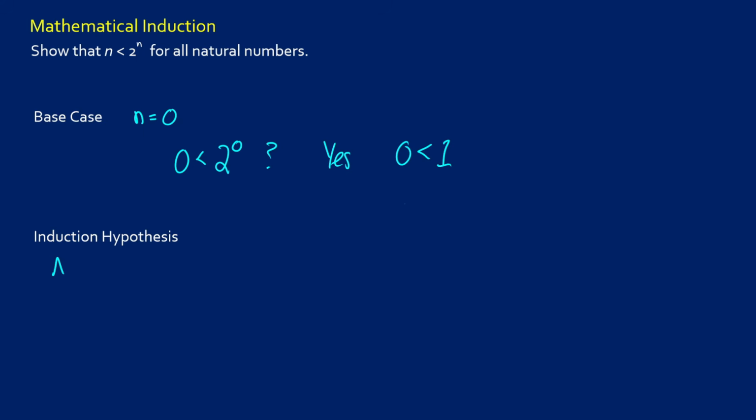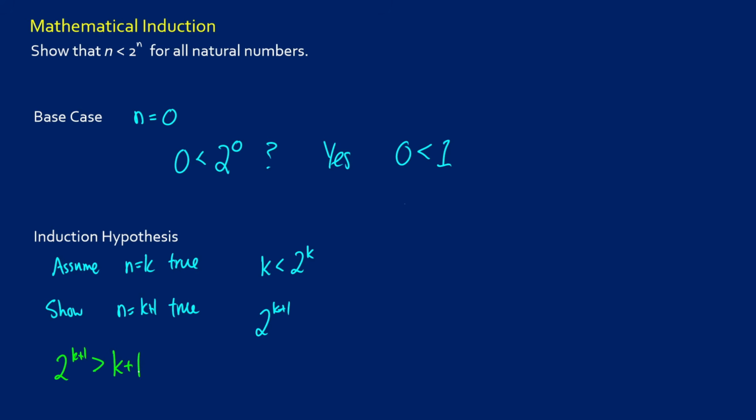Okay. So now what we need to do is we need to assume that n equals k is true as our induction hypothesis. What this means is that k is less than 2 to the k. This is just a fact that we can use. So now we need to show that n equals k plus 1 is going to be true. So let's start with 2 to the k plus 1. And what we want to do is basically we want to show that 2 to the k plus 1 is going to be greater than k plus 1. Okay, this is just substituting in k plus 1 for n's in our original formula.